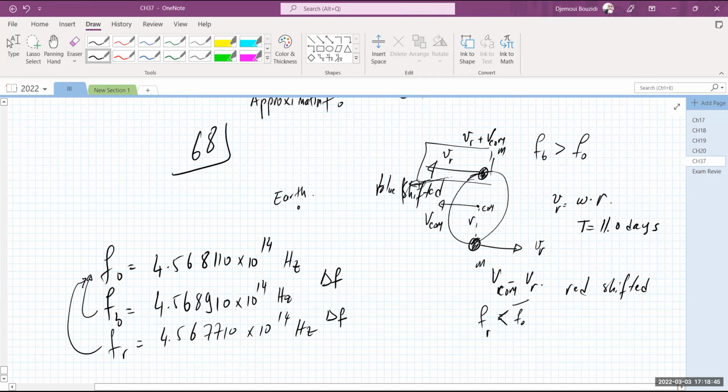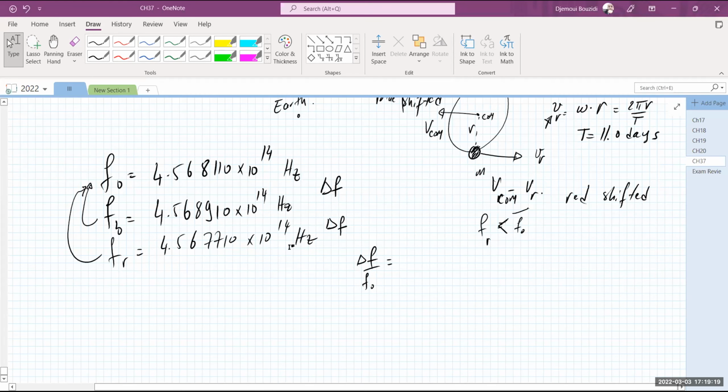or if you wish, this is going to be the distance. V is equal to omega r, and omega is 2 pi over T, so v is 2 pi r over T. R you can find from here, since you just measured what the velocity is using the Doppler shift, using this expression in here, which is delta F over F naught. You're going to find it in terms of this velocity divided by the speed of light, and in terms of this velocity divided by the speed of light.